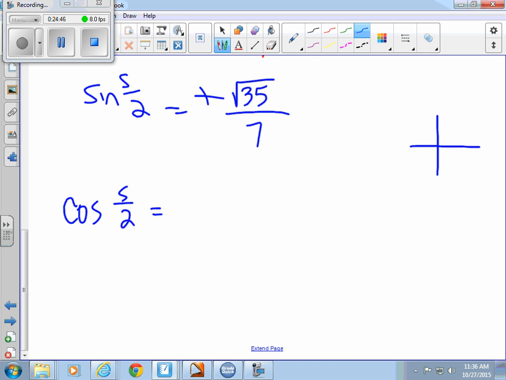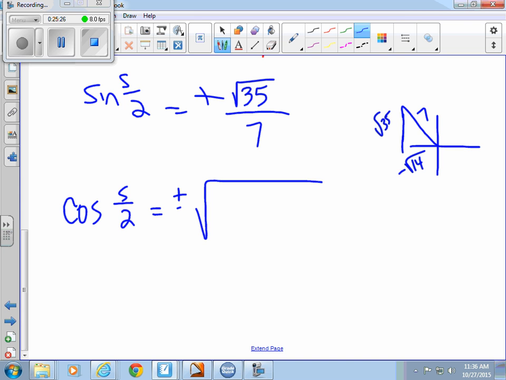Yep. Since you know sine of x over 2 is radical 35 over 7, you can do the Pythagorean theorem and find the third side. 49 minus 35 is 14. So radical 14 would be the third side. So I really hope that's how my cosine comes out, but we'll find out. So we're doing the exact same thing we did on the last one. We're going to use the cosine half angle identity.